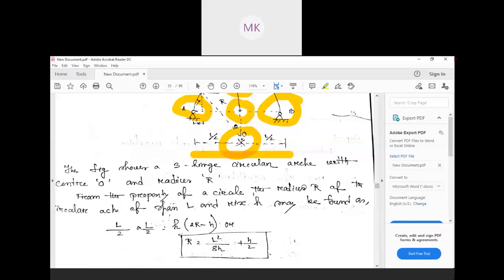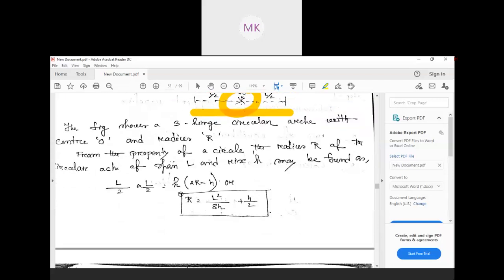For a circular arc, if we need to find the radius R, if the span and rise are given, we need to use this formula: R is equal to L square by 8h plus h by 2. We are going to use this formula when we are solving a numerical. Just remember this formula.